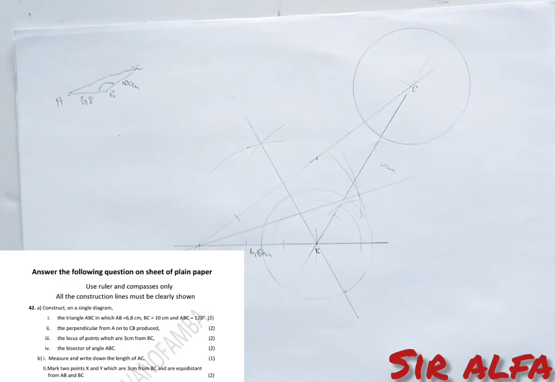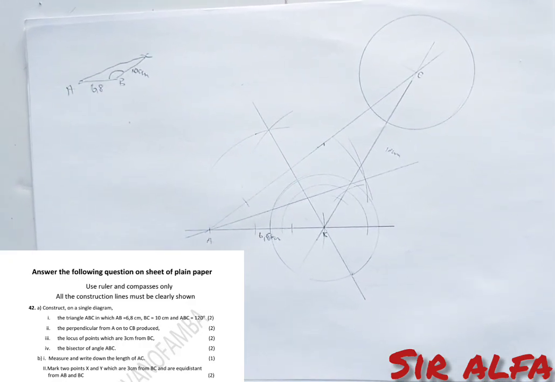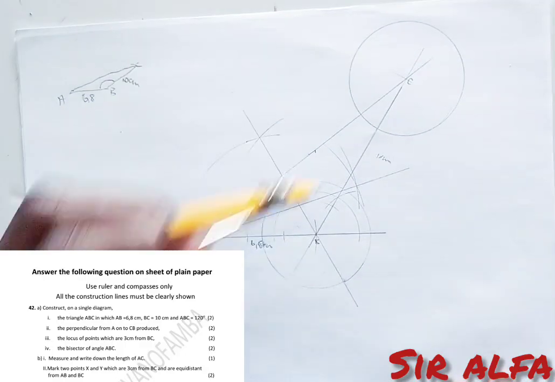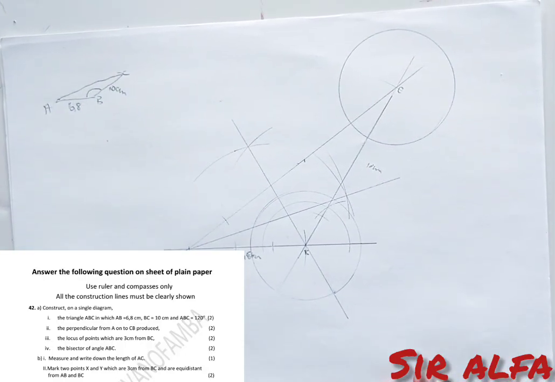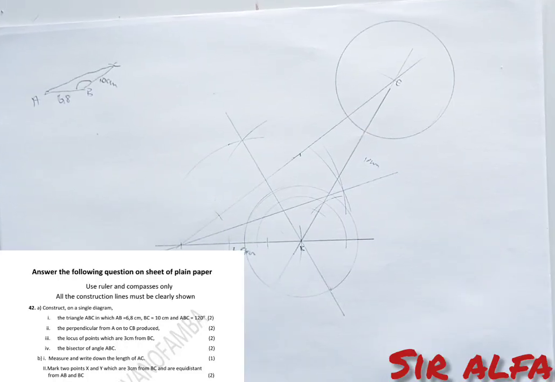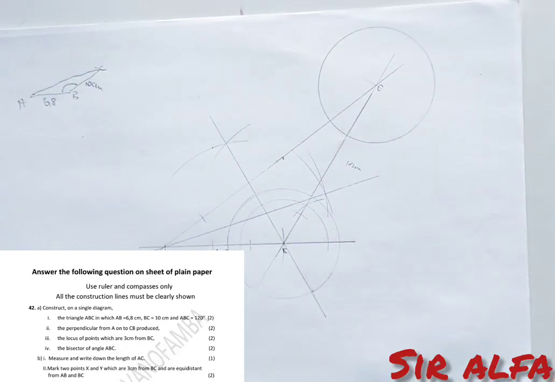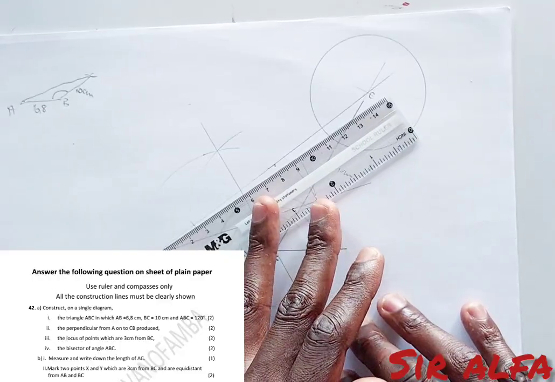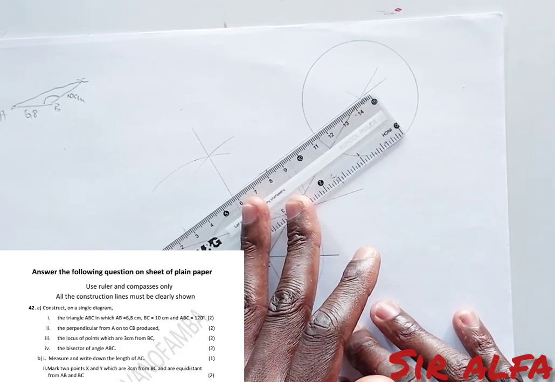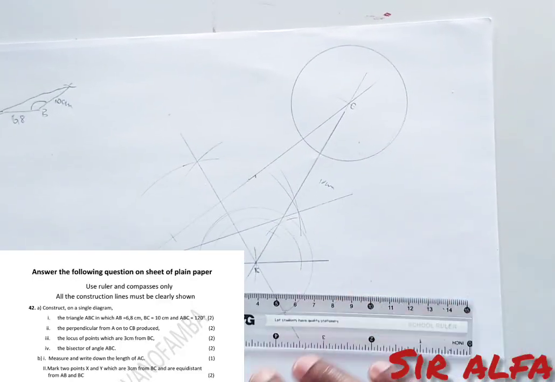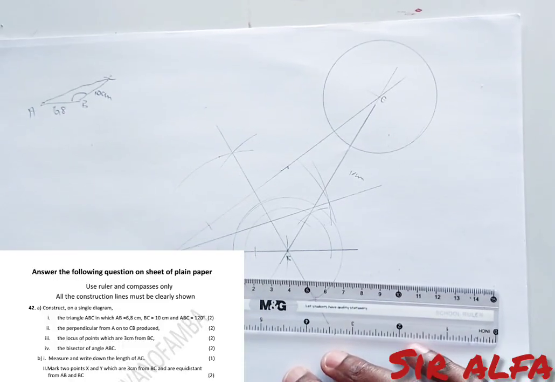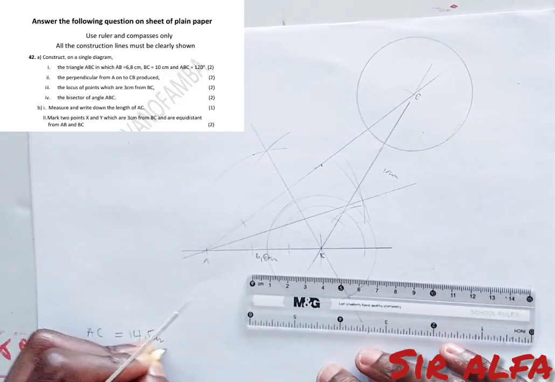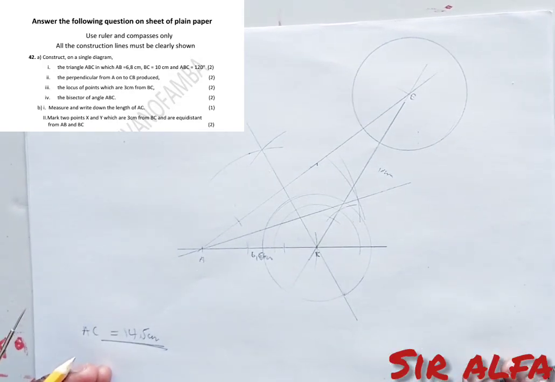Right, part B of the question requires us to measure and write down the length of AC. If I want to measure the length of AC, I can use this. But since the line is bigger, I can use my ruler, pointing 0 up to 14.5. So I'll write down here, AC is equal to 14.5 centimeters. That's the answer for B.